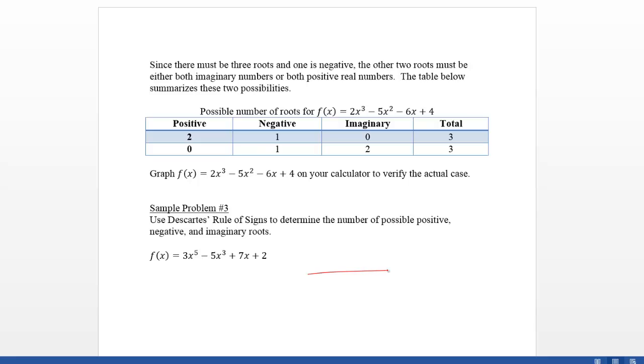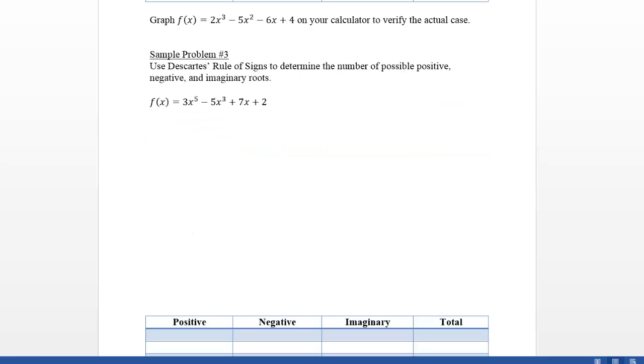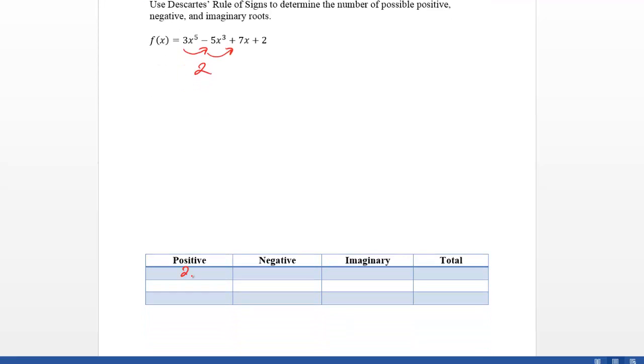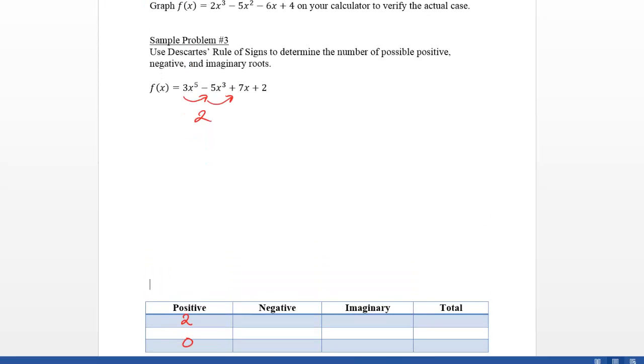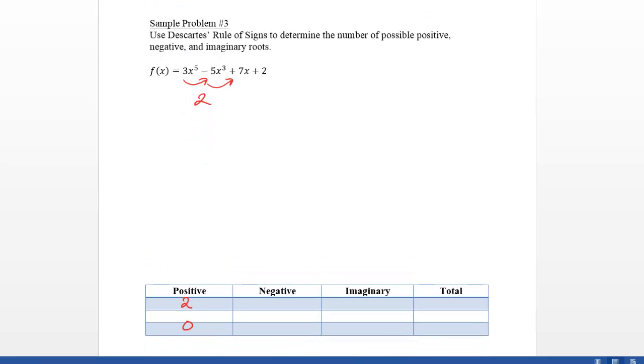Go ahead and try that process on your own, and then come back and take a look at the answer. Okay, so if we do f of x, we can see we go from positive to negative here, negative to positive there, and then we stop. So that's 2 changes. So that's 2 possible positive roots, or 0. So we can have 2, or we could have 0. Now we need to run the f of negative x possibilities.